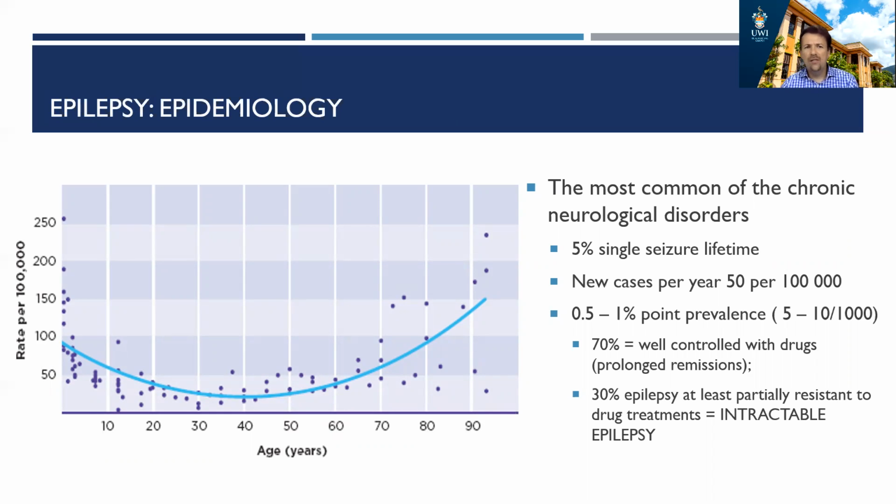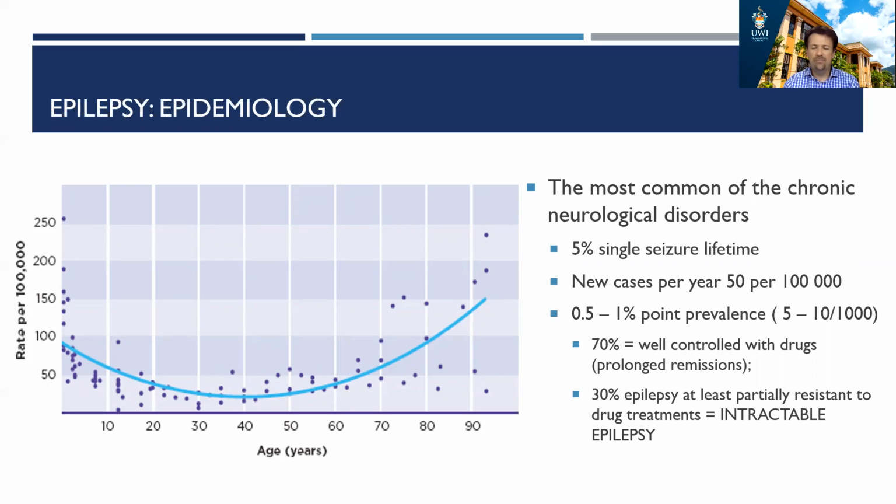Now, let's talk a little bit about the basics around epilepsy. It's one of the most common neurological disorders, and it's a chronic neurological disorder. As I said before, about 5% of persons, or 1 in 20 persons, can expect to have a seizure during their lifetime. Now, having a seizure does not mean you have epilepsy. The point prevalence, or the incidence of epilepsy in the population at any time, is much lower than 1 in 20. It's 0.5 to 1%, or 1 in 100 to 0.5 in 100.